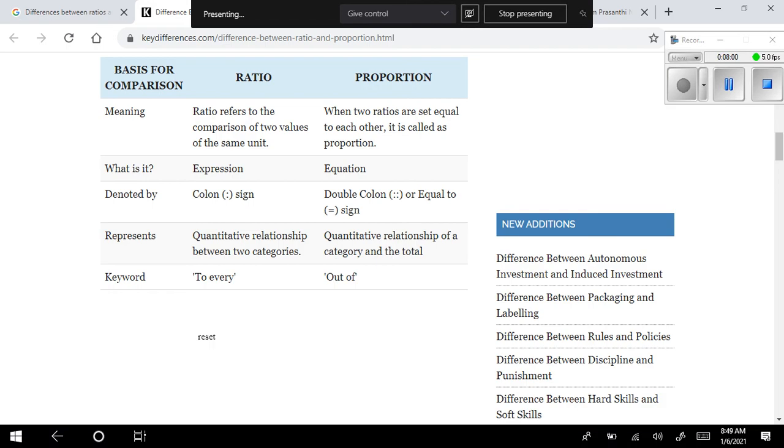We have one more difference, which I'm not writing, but I will just say out. Ratios usually represent quantitative relations between two categories, and a proportion is nothing but the quantitative relationship of a category and the total. The usual keyword in the case of ratio is "to every," and the usual keyword in the case of proportion is "out of."